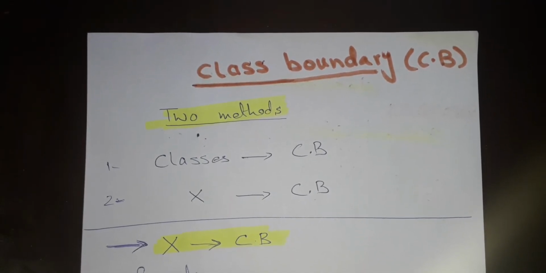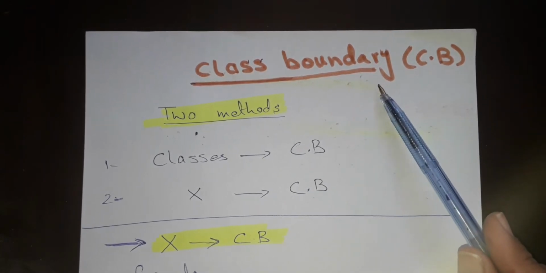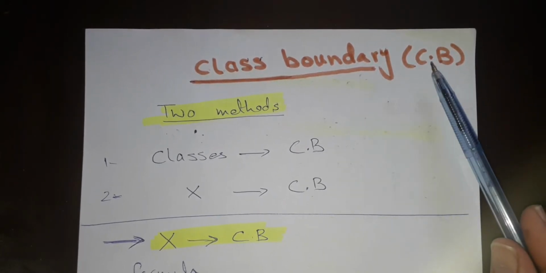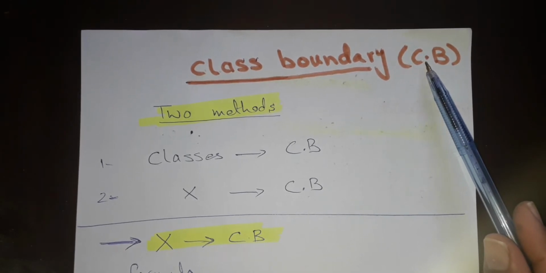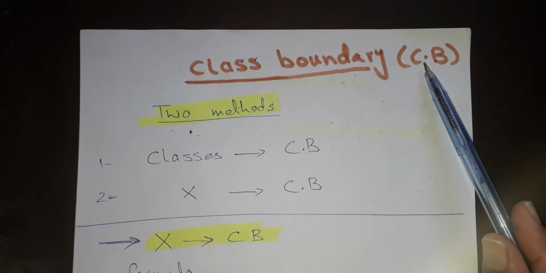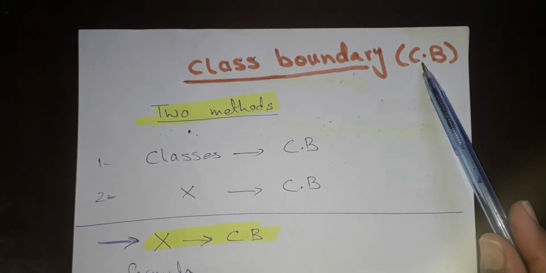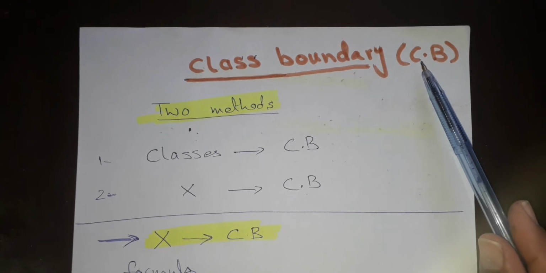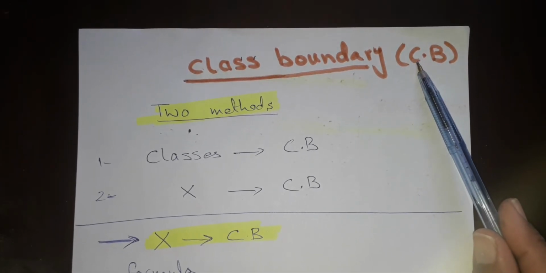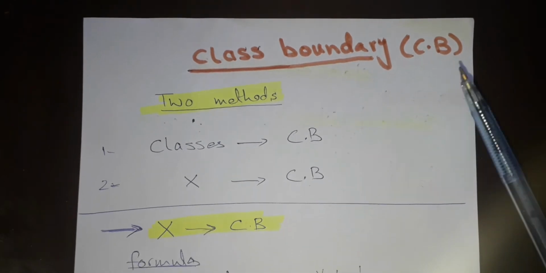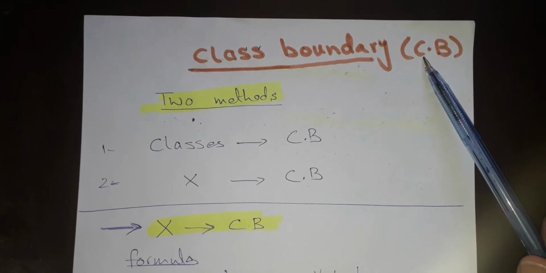Today I am going to teach class boundary. How we can make class boundary. This is the most important topic because the need of class boundary is very important in the chapters on measures of dispersion and measures of central tendency, the third and fourth chapters in first year and also in third year. So the importance of class boundary is very high.